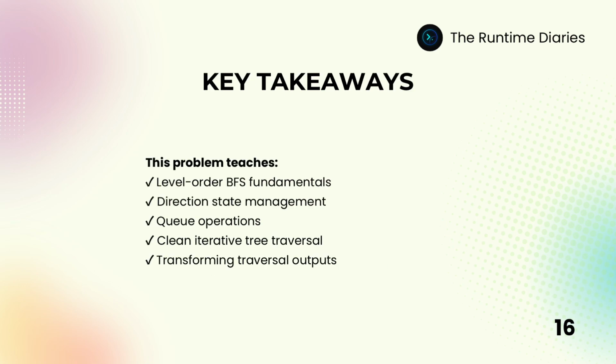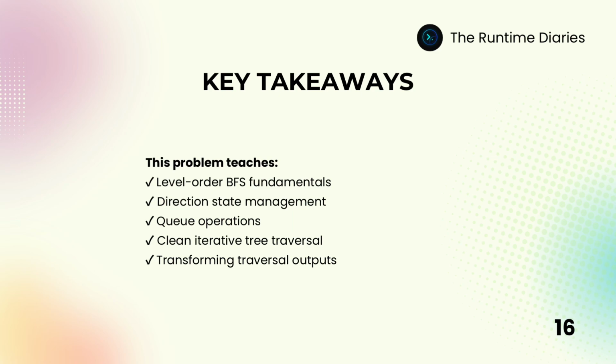This problem reinforces several fundamental concepts. First, level order BFS. This is one of the most important tree traversal patterns, and you'll see it everywhere. Second, alternating logic with a simple Boolean flag. Sometimes the cleanest solution is just a toggle. Third, clean queue operations. Understanding how to use a queue correctly is essential for BFS problems. Fourth, how to transform traversal output. You don't always want raw traversal order. Sometimes you need to reverse, filter, or transform the results.